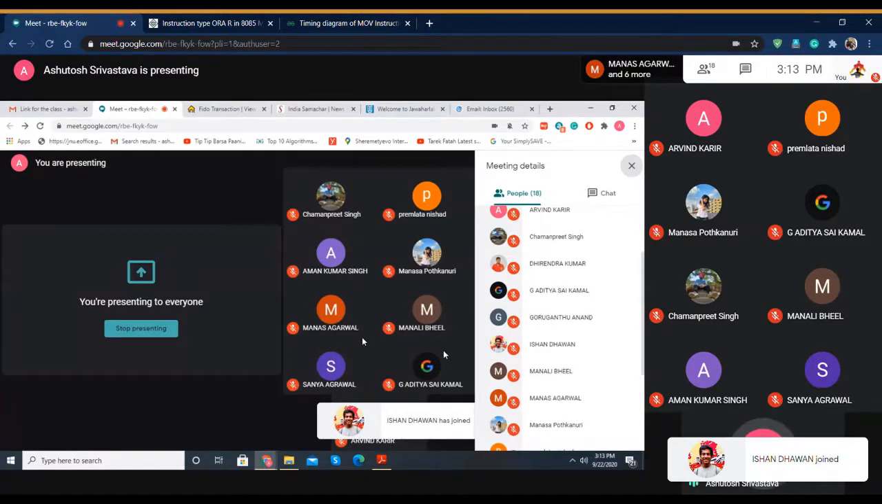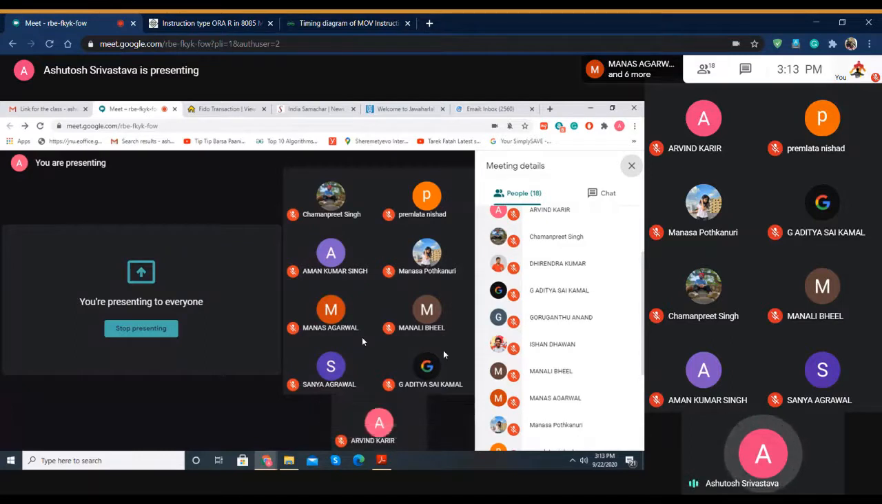Remember, you need to finally calculate in terms of the time delay. So time delay is related to the frequency of your microprocessor. What is the frequency of your 8085 microprocessor? It is ranging from 2 to 3 megahertz. So what is the relation between time period and frequency? Dhirendra, what is the relation between time period and frequency?